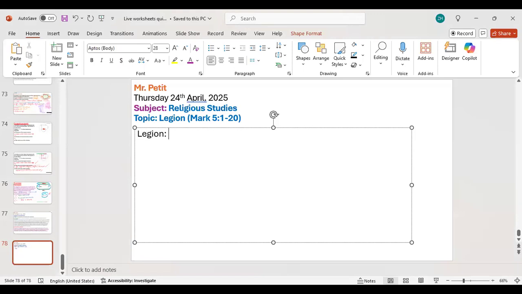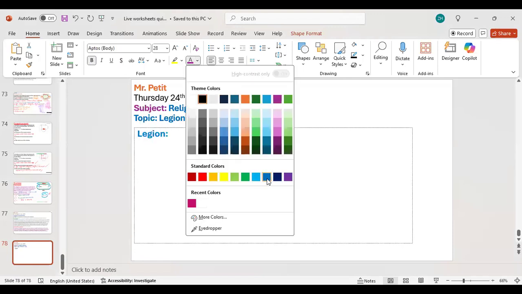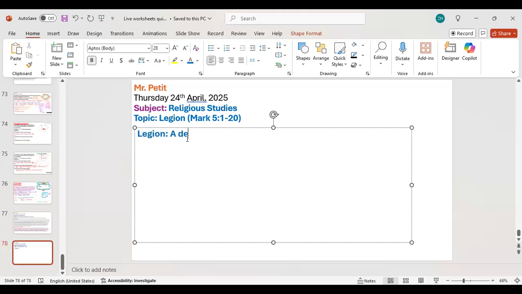All right, so what is Legion? Legion is what people say when you have a legion of bad demons. But what does Legion mean? A Roman military group of like 1,000. Yeah, it has like 1,000 in it. But in this story, Legion was what? A demon possessed man. Yes. I thought he was just crazy. No, he was demon possessed.